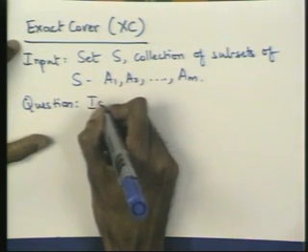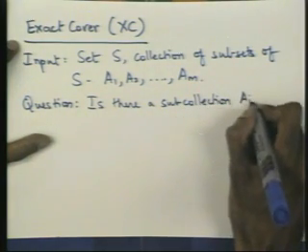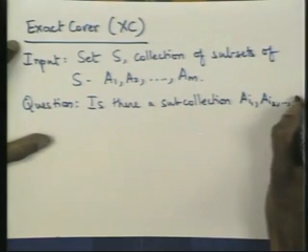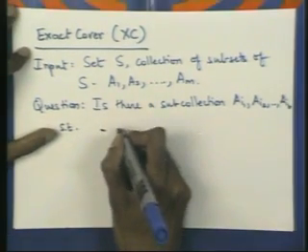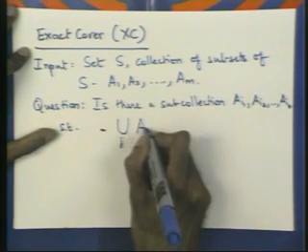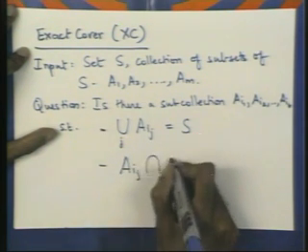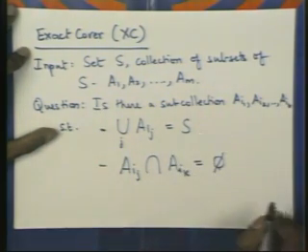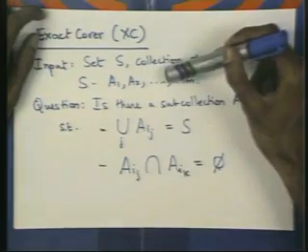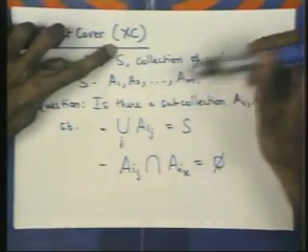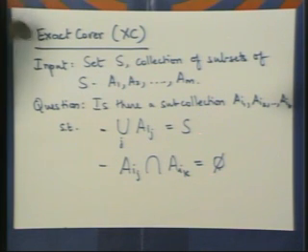Okay, so is there a sub-collection, let's say Ai1, Ai2, and so on up to Ait, that satisfies two things. The union must be S, so the union over all j of Aij is S. Second thing is that Aij intersect Aik is the null set. So you need to pick some of these subsets in this collection so that each element is present in one of them and exactly one of them. Each element is covered and it's covered exactly once. So that's where you get the name exact cover.